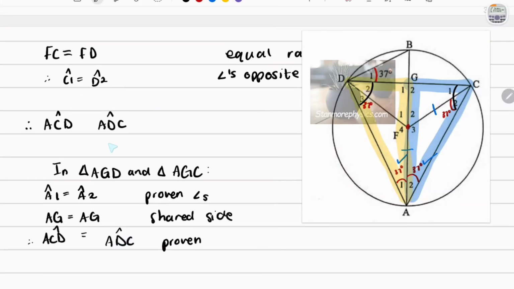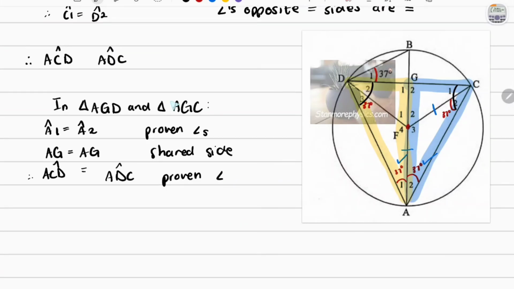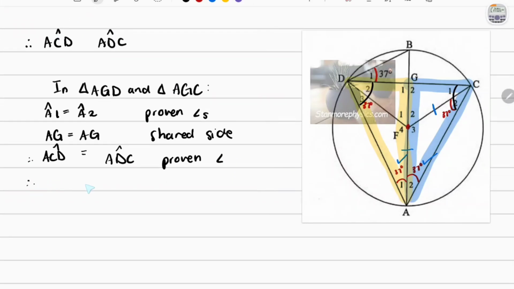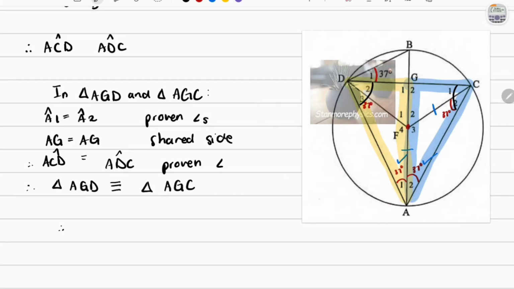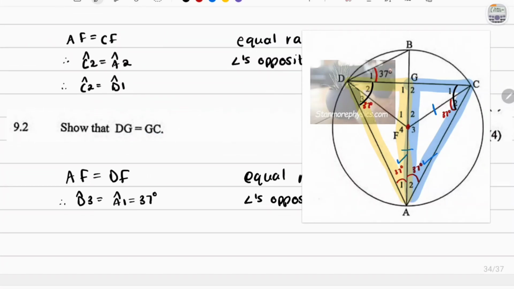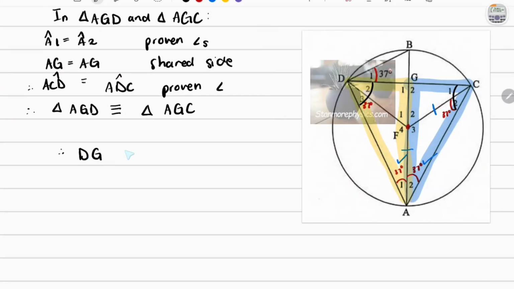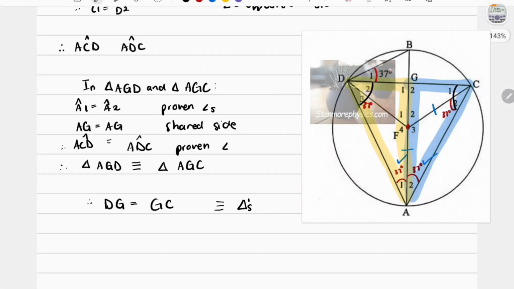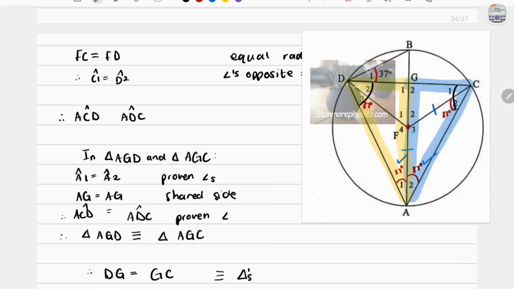I feel like we were supposed to write this here, but okay. That is a proven angle that we have there, but our reasons are up there anyways. So therefore, it means that triangle AGD is congruent to triangle AGC. When triangles are congruent, all their corresponding sides and angles are equal. So that means that DG is therefore equal to GC because of congruent triangles. And there we go. That is it for that question. Then we move on to the next question.